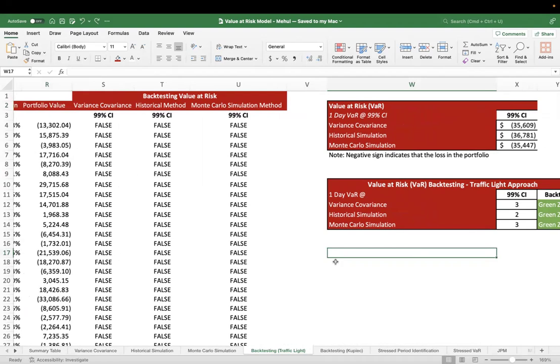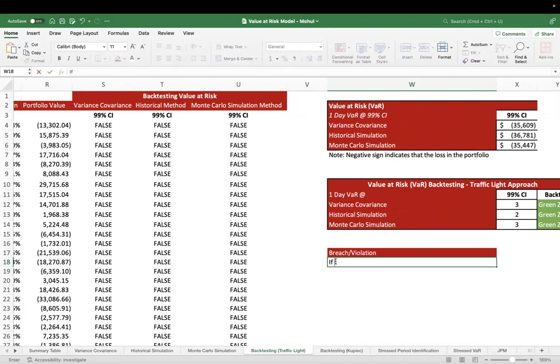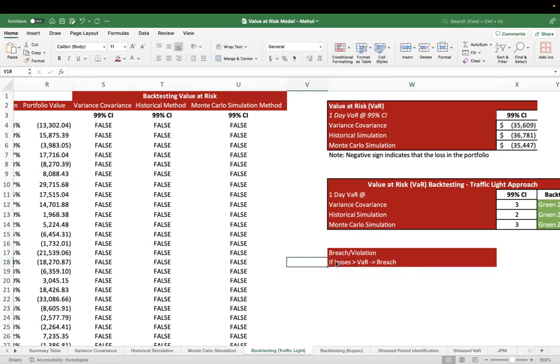what was the definition? Or let's say, how do we assign that there was a breach or violation? We will say that if in case the loss is greater than the value at risk number, that's where we say it's a breach, right?